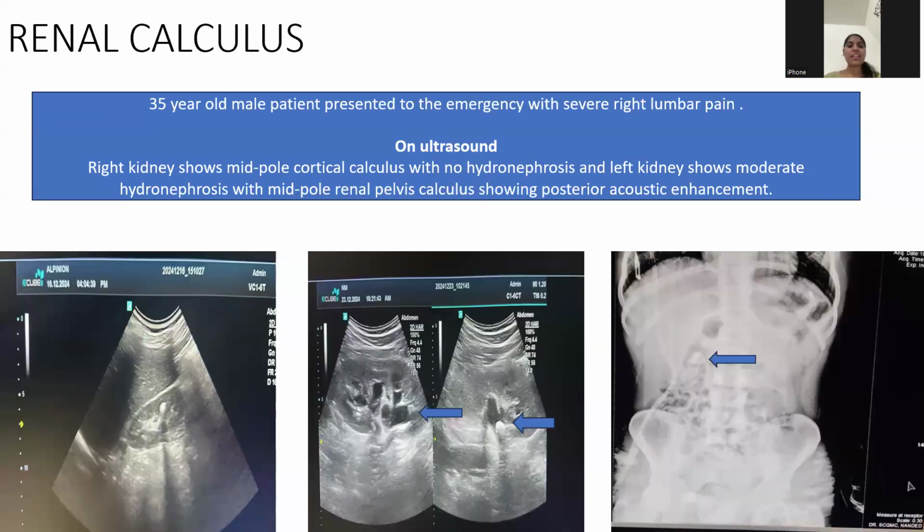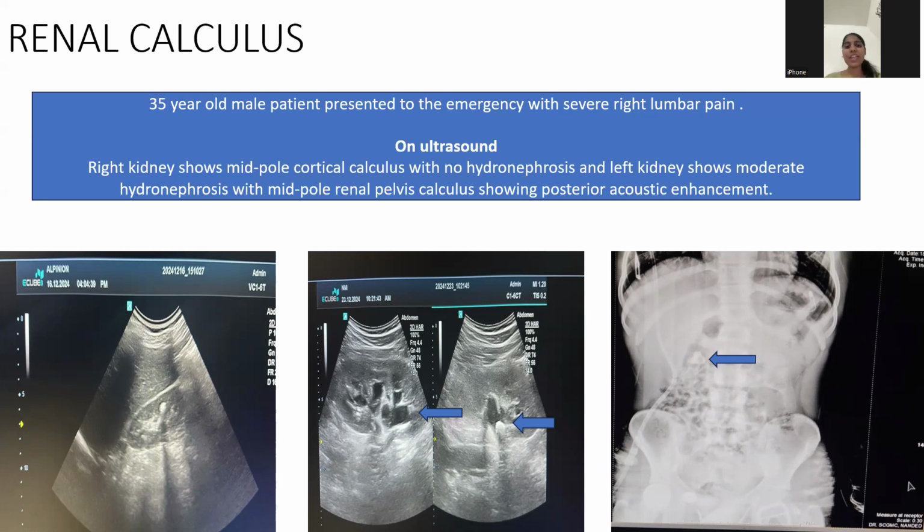Next is a renal calculus. This is one of the most commonly encountered conditions during our OPD times in the department. So here's a 35-year-old male patient who presented to the emergency with severe right lumbar pain. On ultrasound, we are able to see that the right kidney shows a mid-pole cortical calculus with no hydronephrosis.